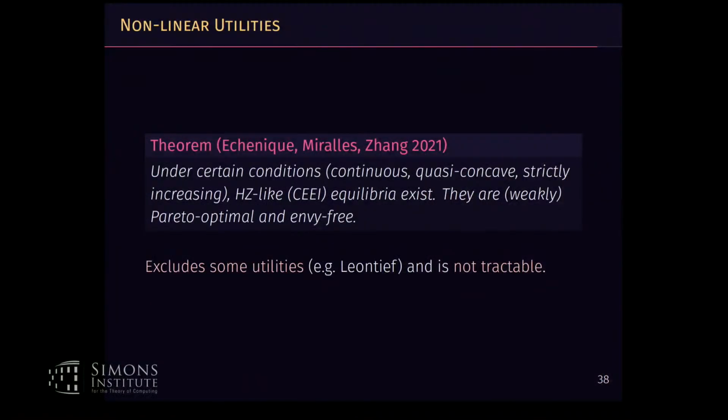And it turns out that under certain conditions on these utility functions, equilibria do exist, though of course this is highly non-tractable. It uses very similar techniques with Kakutani's fixed point theorem. We have no idea how to compute these equilibria, and also it doesn't quite cover all utilities that you're interested in.